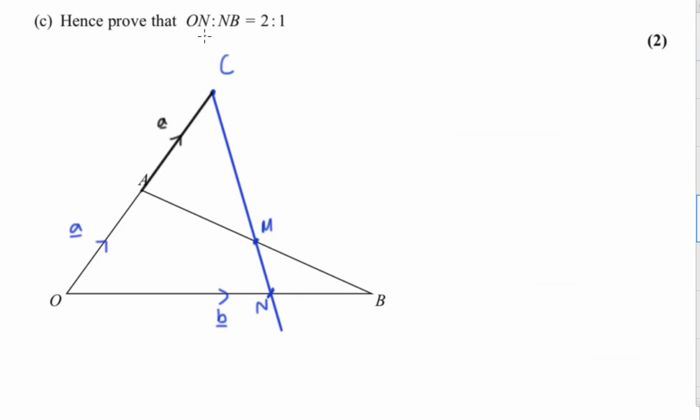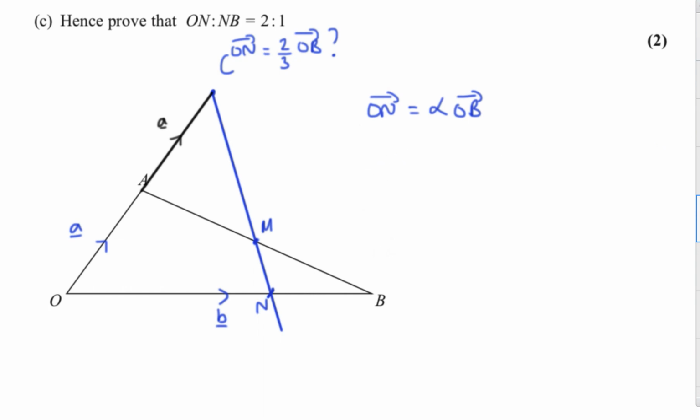So for part C, it wants us to prove that O to N to B is the ratio 2 to 1. In other words, that this part of the line, O to N, is 2/3 of the full part of the line. So in other words, that O to N is 2/3 of O to B. That's what we're trying to prove. So I'm going to say that O to N is some fraction, alpha lots of O to B. And I don't know what fraction of the line it is.